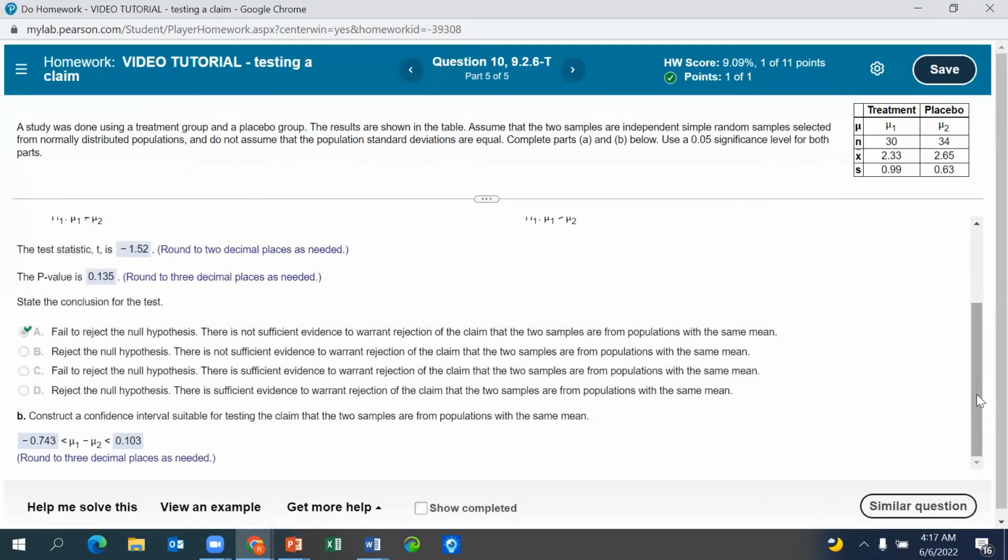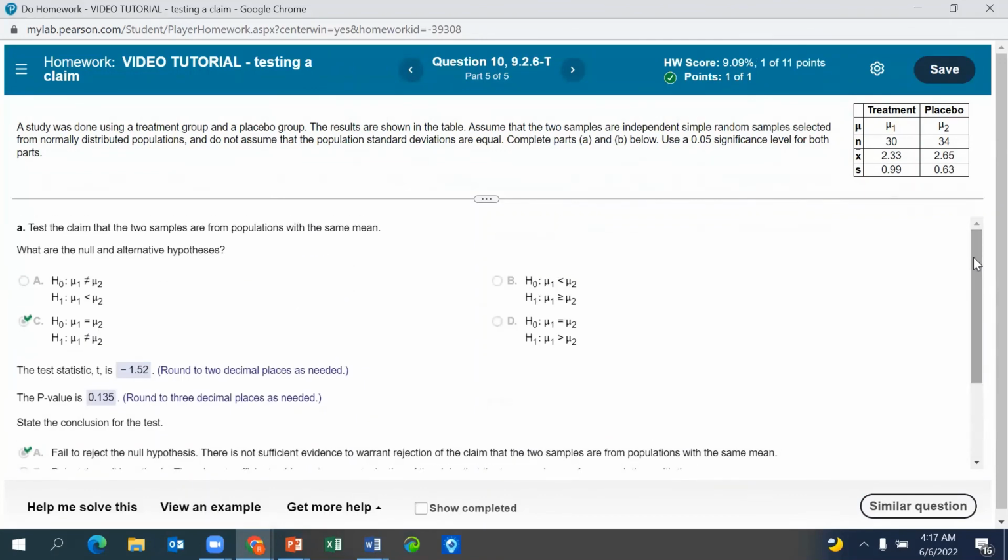So here we have a problem, hypothesis testing, inferences about 2 means with independent samples.